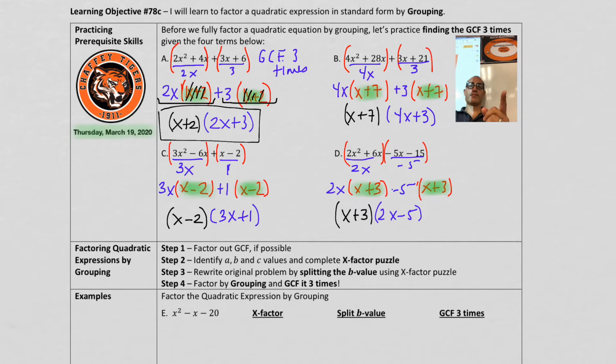A couple of notes here I want to make. Notice how in example C, in this example down here, so look at the red dot, here I have x minus 2 in a group.